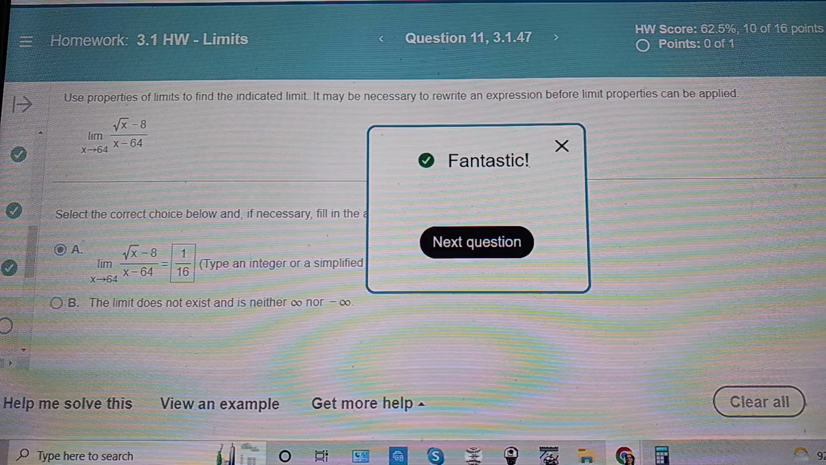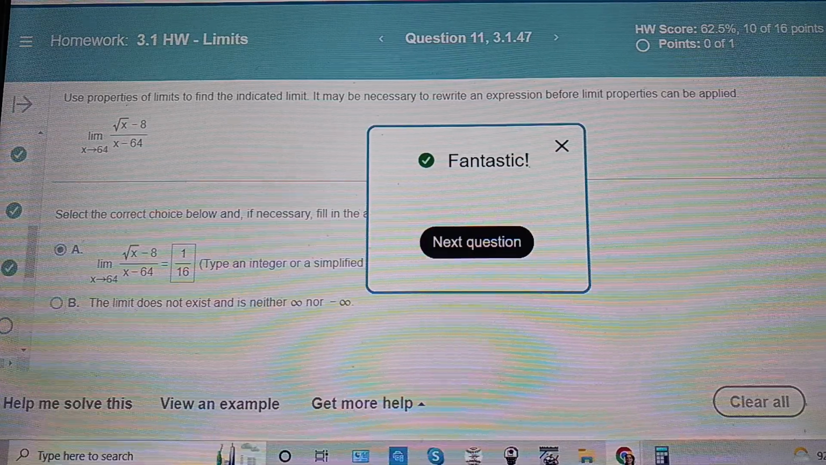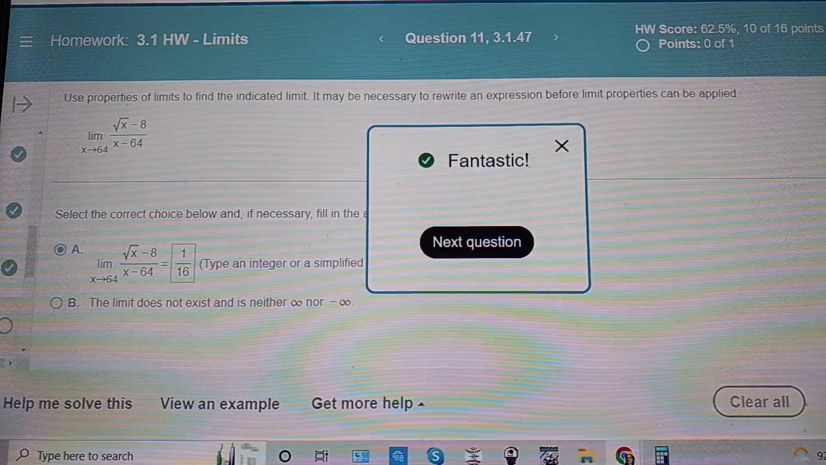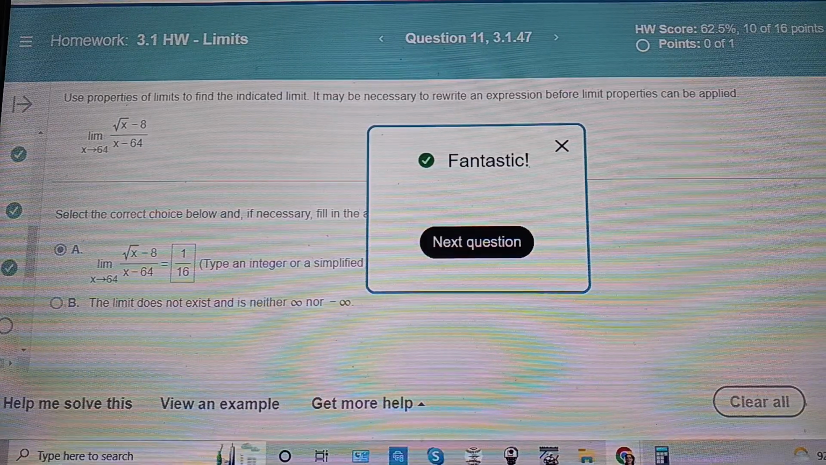And again, this is kind of what limits are all about. In the original function, f of 64 is undefined, but in the limit at 64, I didn't get an undefined answer. I actually got an answer.